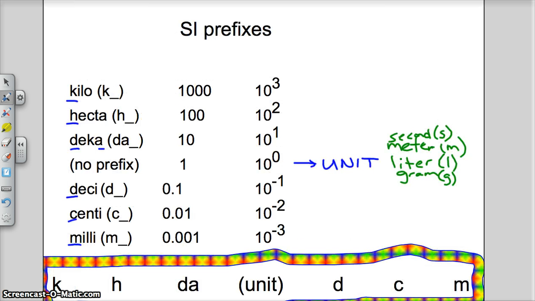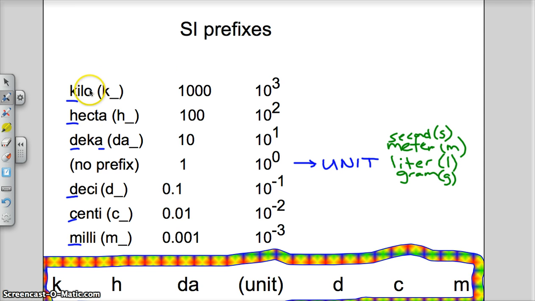SI prefixes. You're probably thinking, oh my goodness, this slide. Yes, I know. Don't copy everything down. The SI prefixes, you need to write that down, are the abbreviation and the full prefix right here that go in front of the different units, not base units, different units for measuring. Okay, so the units are seconds, meters, liters, and grams.